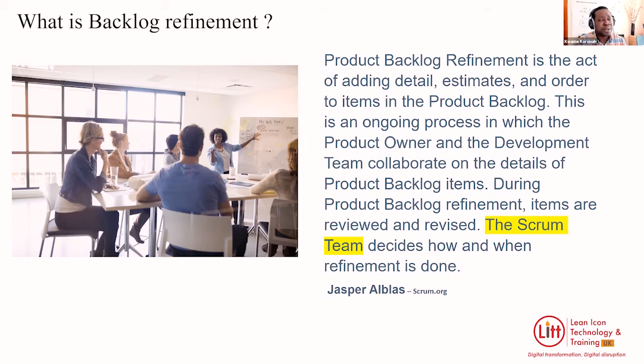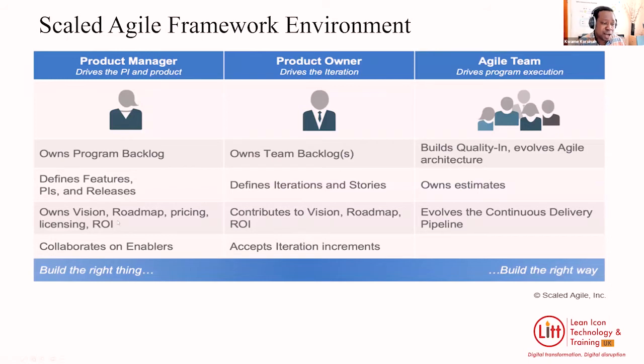But I think the definition holds, with just a few things to be added to it. From a scaled agile perspective, who should own the backlog? We've got the product manager who owns the program backlog. So we can have the team backlog, we can have the program backlog, we can have the portfolio backlog. And these are large organizations. When it comes to the scaled agile framework, the product manager owns the program backlog, and they define the features, the program increment items, and the releases. They own the vision, the roadmap, pricing, licensing, and return on investment.